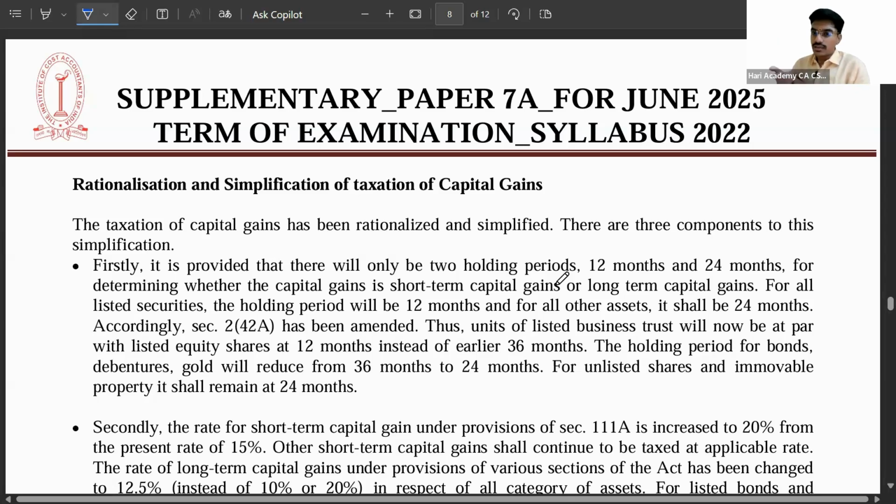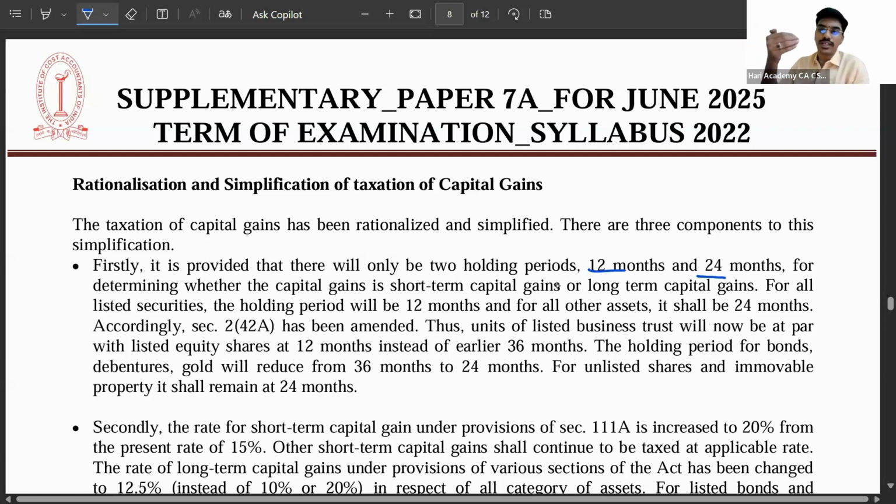So now what is being changed is unlisted debentures. Unlisted debentures, earlier the period was 36 months. Now here it is 24 months. That is the change. And all other assets, gold, ESOP shares, whatsoever it is, all other assets, it is now moved from 36 months to 24 months. So now there are only 2 things. One is 12 months and the other one is 24 months. This is the first change in relation to holding period.